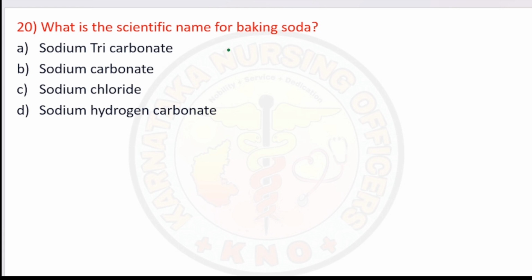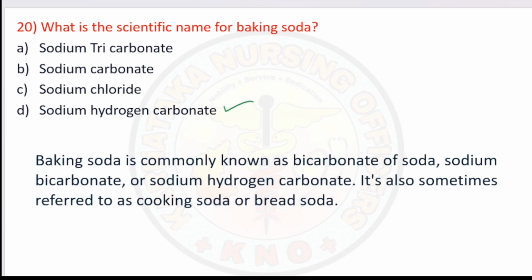What is the scientific name for baking soda? The options are option A, sodium tricarbonate, option B, sodium carbonate, option C, sodium fluoride, and option D, sodium hydrogen carbonate. The correct answer is sodium hydrogen carbonate. Baking soda is commonly known as bicarbonate of soda, sodium bicarbonate or sodium hydrogen carbonate. It is also sometimes referred to as cooking soda or bread soda.